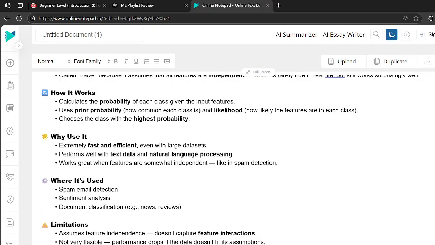What are the limitations regarding this? It assumes feature independence. It doesn't capture feature interactions, right? So it assumes that the features are all independent and not dependent on each other, rather than capturing the feature interaction, you know, how they interact with each other, stuff like that. It is not very flexible. Performance drops if the data set doesn't fit its assumptions, right?